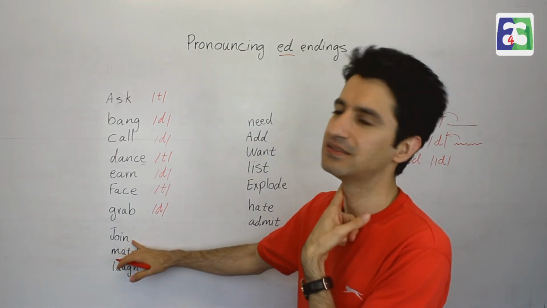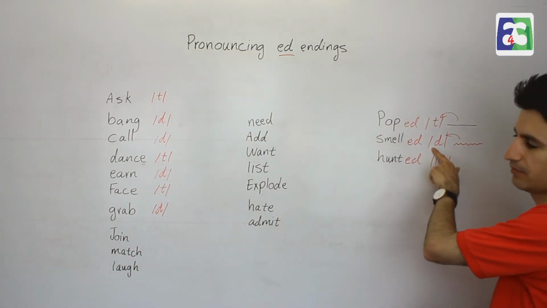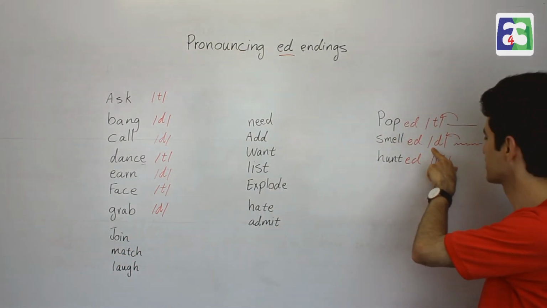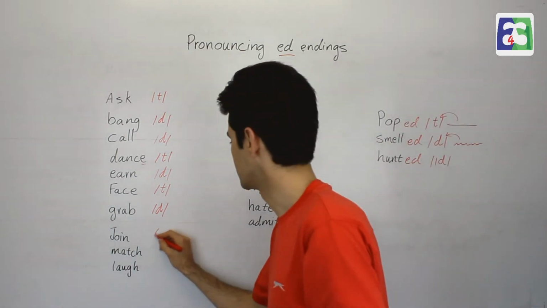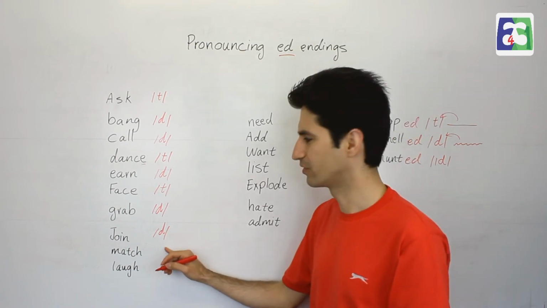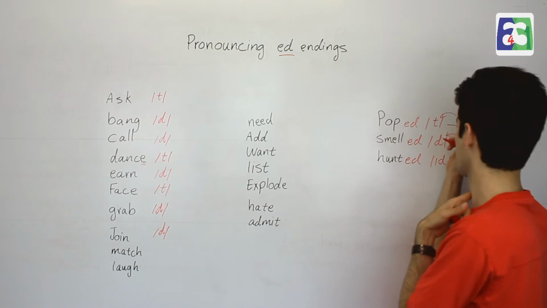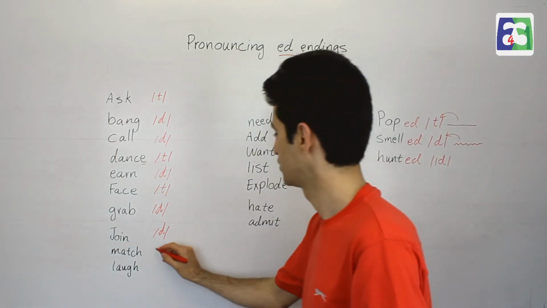Join, it vibrates. What should I do? I just pronounce it this way: D. Joined. Okay. They joined. I joined. Match: ch, ch, ch. No vibration, so that is T. Matched.